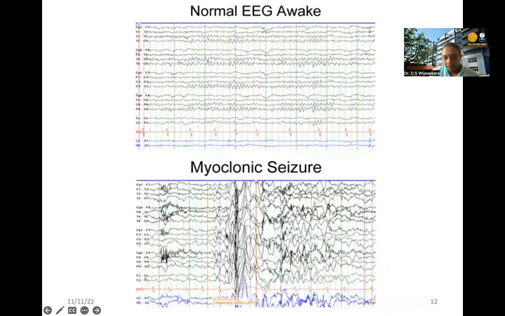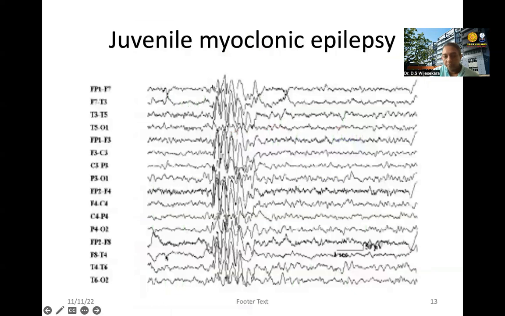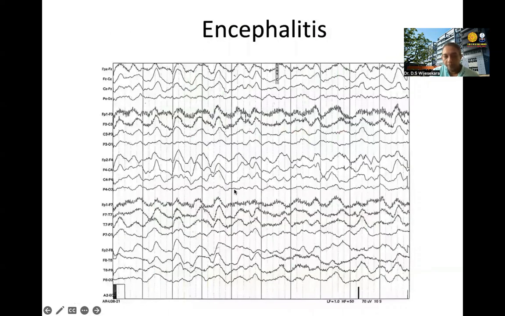And when it comes to the seizure, you can see that there is a polyspike and wave occurring in a myoclonic seizure, but it's very brief. And you can see the artifacts of the muscle. So this is the EEG for juvenile myoclonic epilepsy.